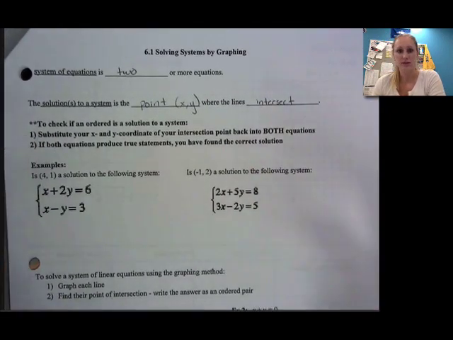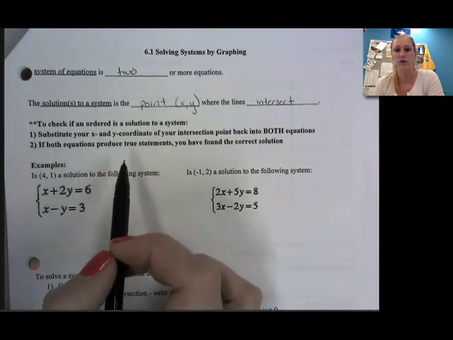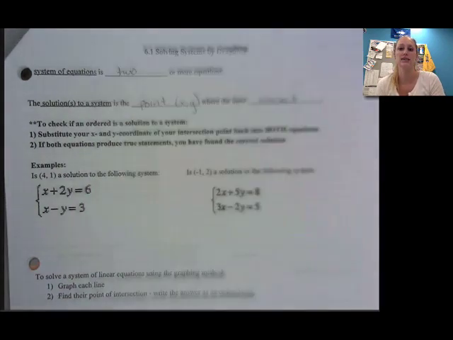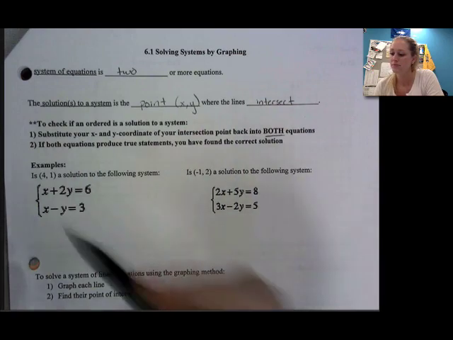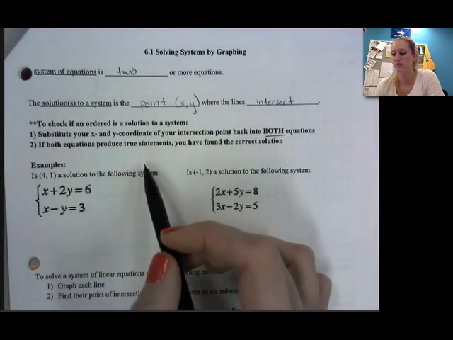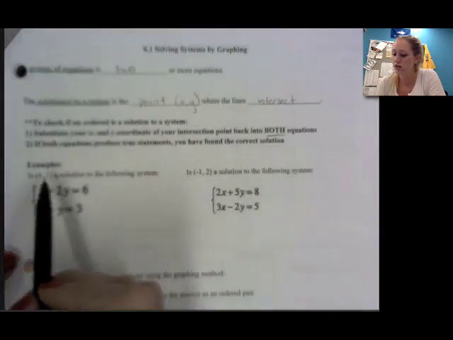But how we check if something is a solution is we're going to follow these steps. We're going to plug in our x and y coordinates into both equations. So it has to satisfy both. Notice that's all caps there to really emphasize that. If both equations produce true statements, then this is a solution. If not, not a solution. So we're going to try this in the first example.